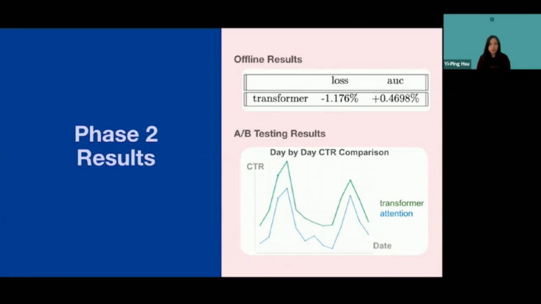And here are the results of the transformer. Compared to the first version in offline, we saw both AUC and loss further improved. And in the past 1 month, we started the A/B testing for this new model. And the result again shows very promising gains in ads engagement metrics.